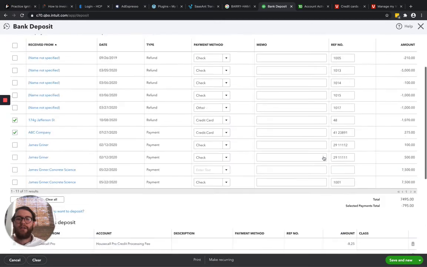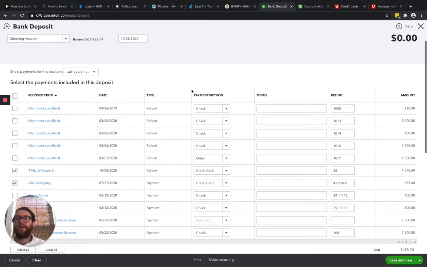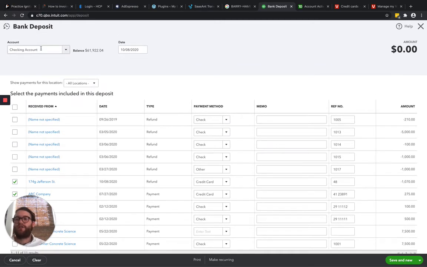Since it now equals zero, we will be able to save this. We're going to want to make sure we're going into the right bank account, and that we've got the right date here. What this is going to do is solve the first part of our issue. However, keep in mind, there will be an additional step.